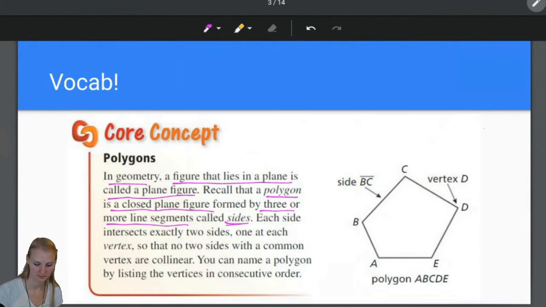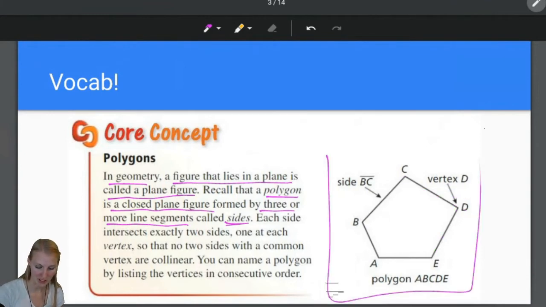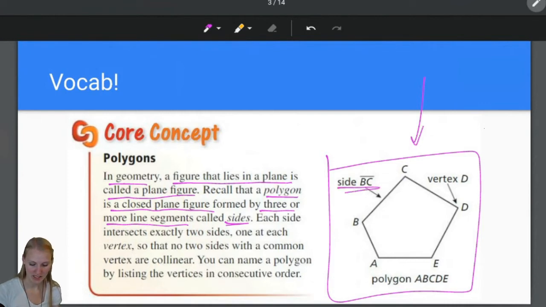So, I'd like you to put this picture in your notes. You don't have to put all these words, that's a lot of words, but this picture explains what a side is, it gives you an example of a polygon, and it shows you what a vertex is. So I would like this picture in your notes, please. So, the vertexes are the corners here.